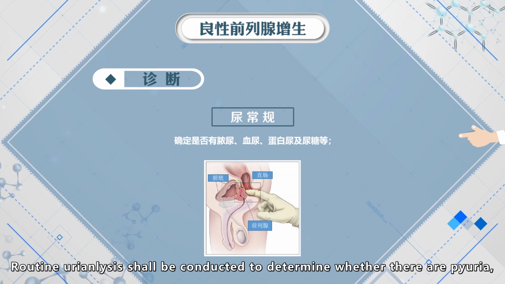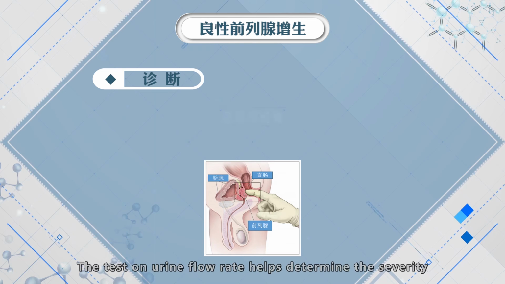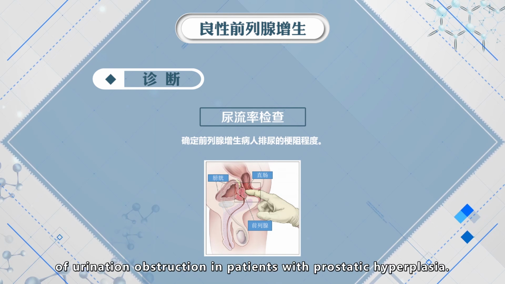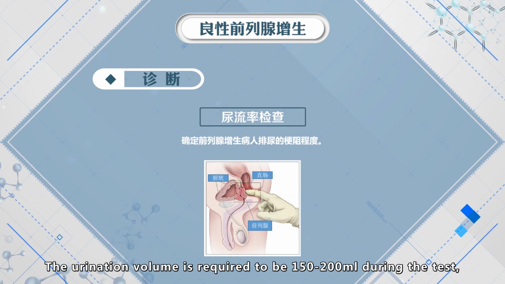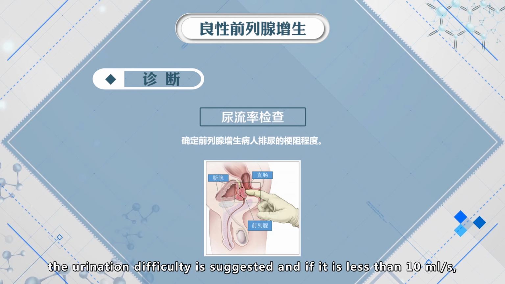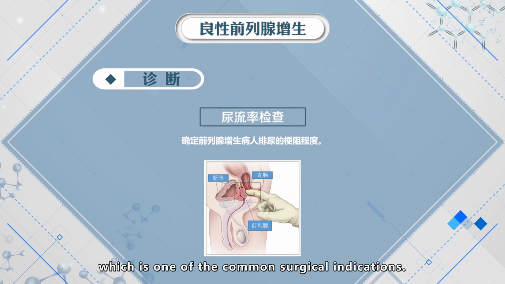Routine urine analysis shall be conducted to determine whether there are pyuria, hematuria, proteinuria, and increase of urine glucose. The test on urine flow rate helps determine the severity of urination obstruction in patients with prostatic hyperplasia. The urination volume is required to be 150 to 200 ml during the test, and if maximum urine flow rate is less than 15 ml per second, urination difficulty is suggested, and if it is less than 10 ml per second, the obstruction is serious, which is one of the common surgical indications.